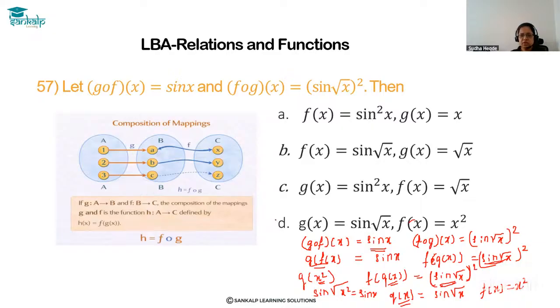Option D, g of sin root x, g of x is equal to sin root x, f of x is equal to x square. So option D is the correct answer. Logically, you need to think for this question. Okay, got it right? Thank you.